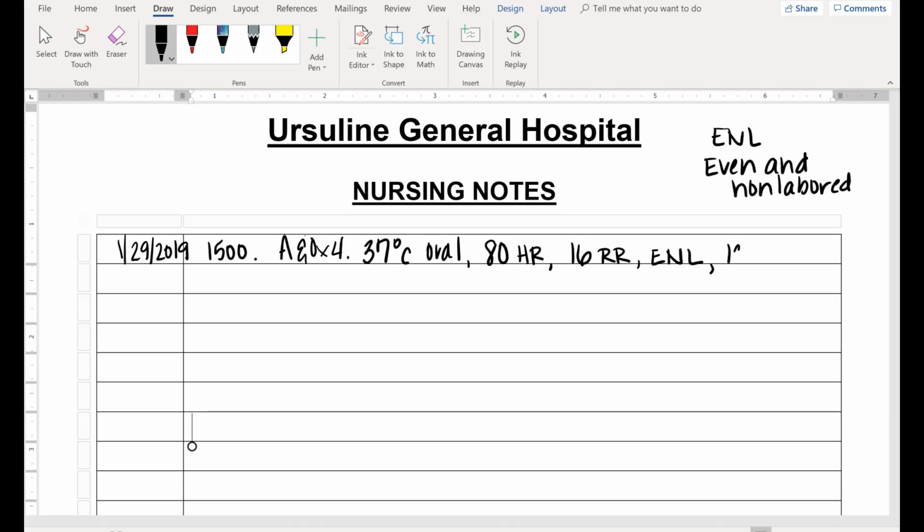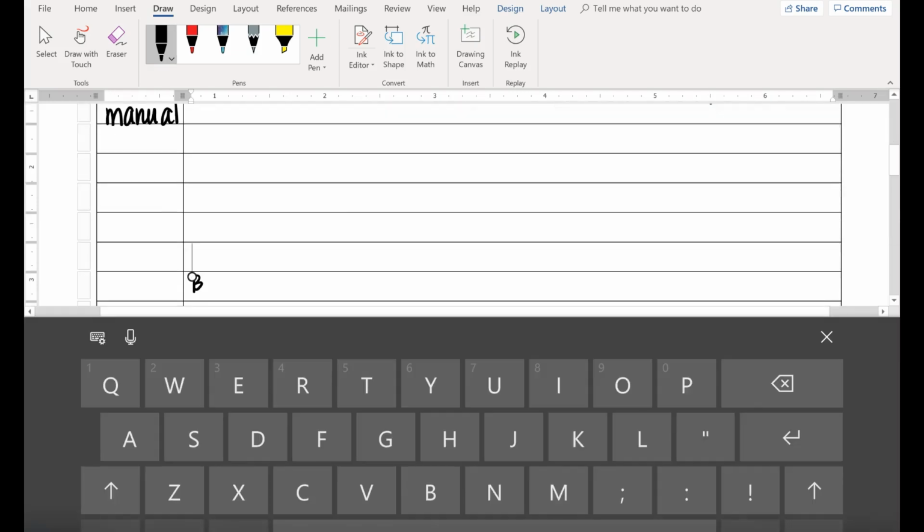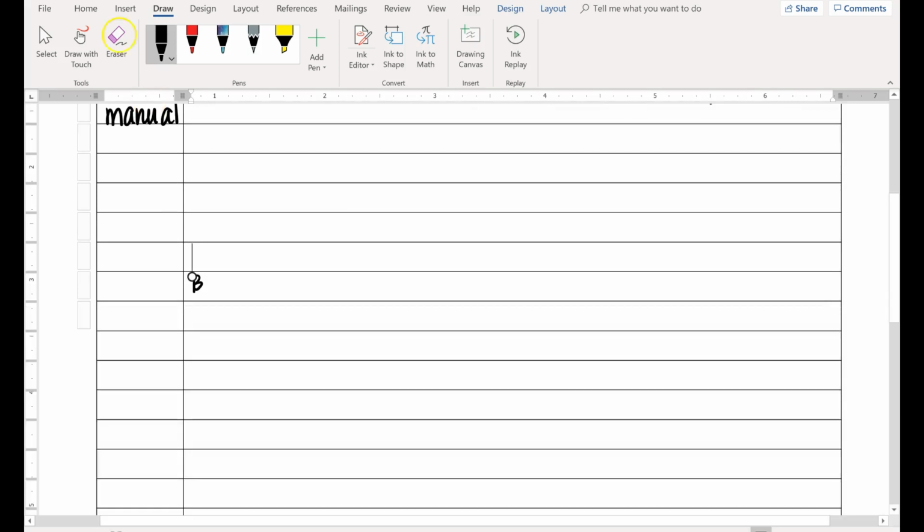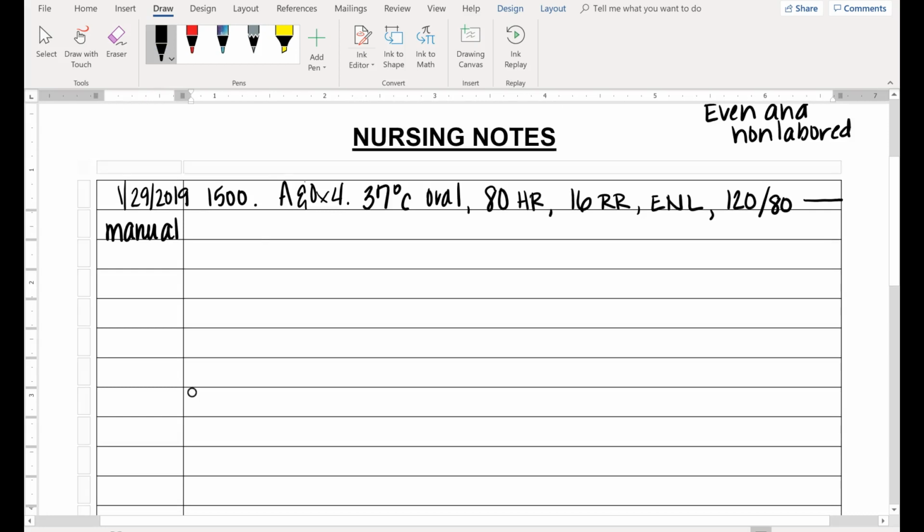Next, we're going to write their blood pressure. We're going to write 120/80. Okay. We're going to draw a line to the end. We're going to write manual blood pressure because a manual blood pressure is different than an automated blood pressure. And we're going to do manual BP cuff. Okay, and please document which arm it is that you collected on. Okay, so you got it on the left arm.